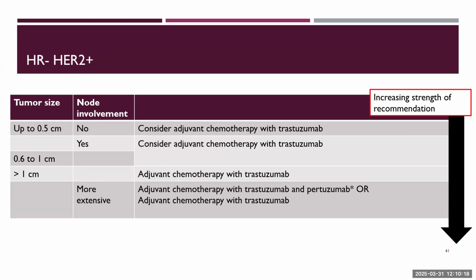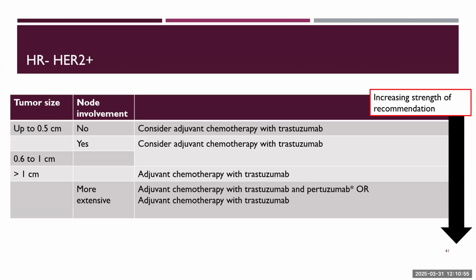Now for HR negative, HER2 positive, it's similar in terms of tumor size and node involvement. If they don't have nodal involvement and their tumor size is up to 0.5 centimeters, you would consider adjuvant chemotherapy with trastuzumab. Because they are hormone receptor negative, we don't need any adjuvant endocrine therapy for these patients. If they have nodal involvement, again, consider adjuvant chemotherapy with trastuzumab. If their tumor size is greater than 1 centimeter, do adjuvant chemotherapy with trastuzumab.